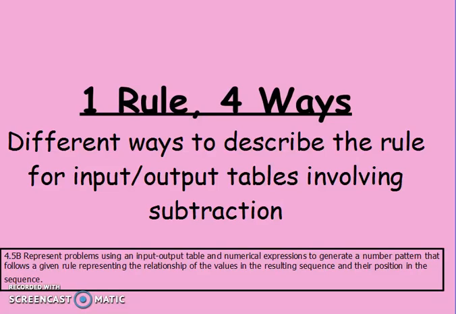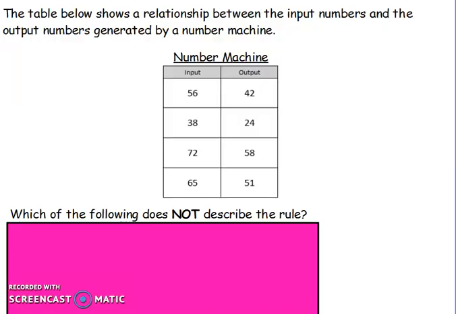This video is about different ways to describe the rule for input-output tables involving subtraction. Sometimes we think that there is only one way to write a rule, but then we see problems like this. The table below shows a relationship between the input numbers and the output numbers generated by a number machine. Which of the following does not describe the rule?